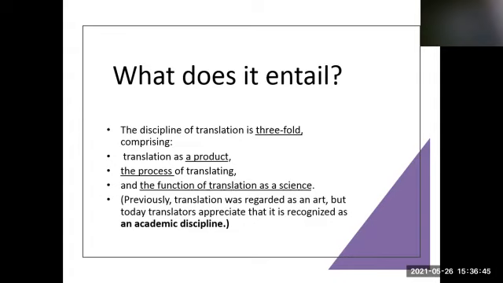Two, when you start translating from beginning to end, this is a process. This is time. This is effort. This is a lot of thinking. So first I have a product, and also there is a process of doing the job itself. And the third side is the function of translation as a science.